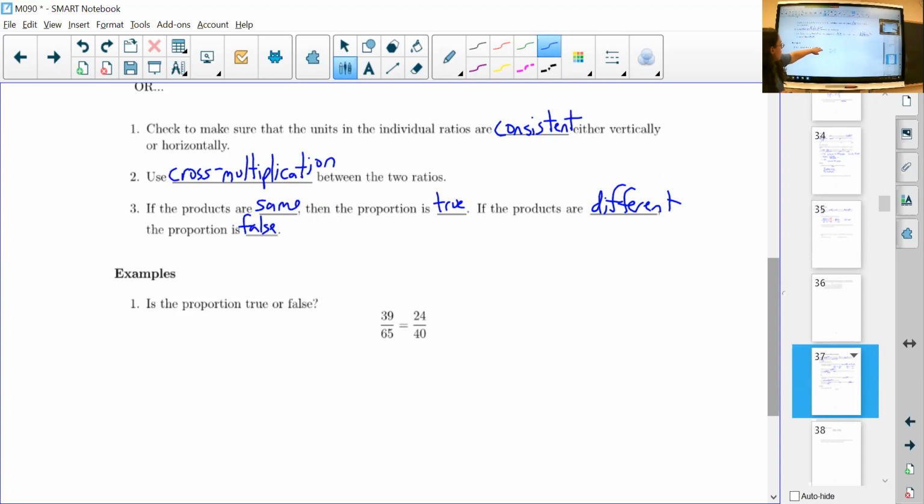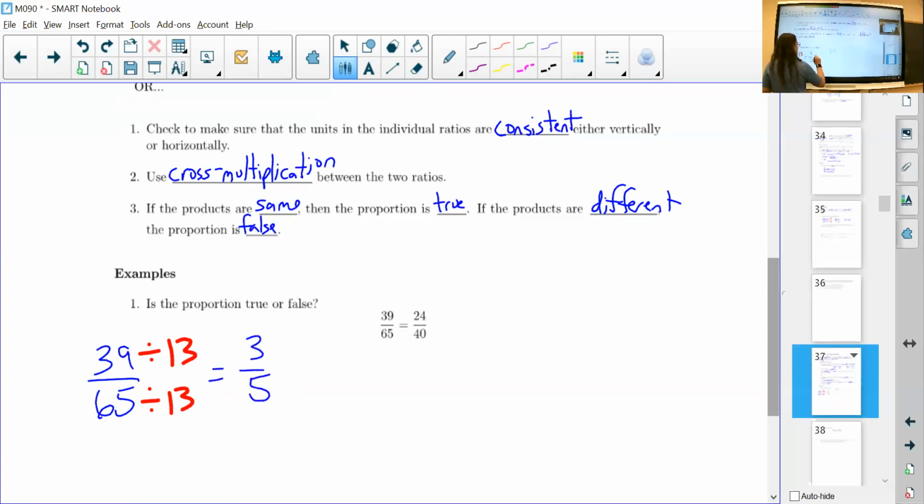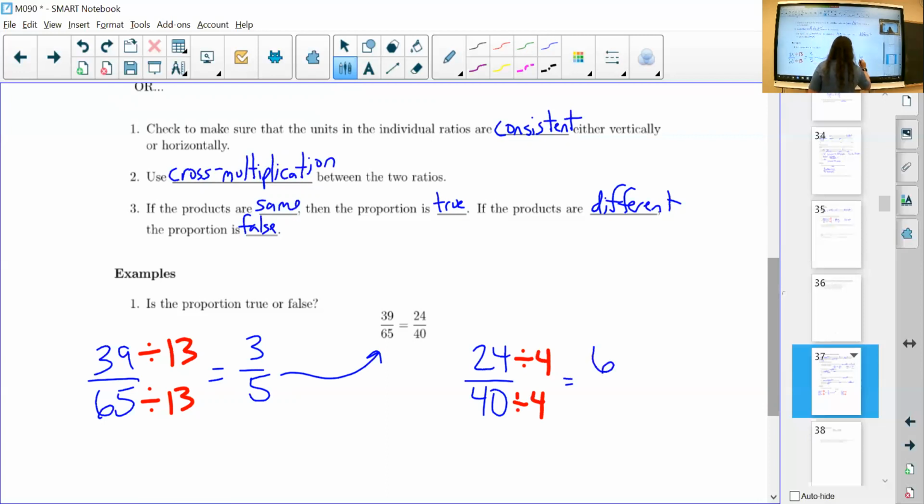So method one says, let's simplify those. I happen to notice that 39 and 65 are both divisible by 13. That's not the easiest thing to notice. But if I do notice it, I can say, great, let's divide top and bottom by 13, and I get 3/5 on the left. On the right, I have 24/40. What goes into both of those? Well, 4 does. Maybe I could take out more, but let's start by taking out a 4. I get 6/10. So those are not the same, but we're not done.